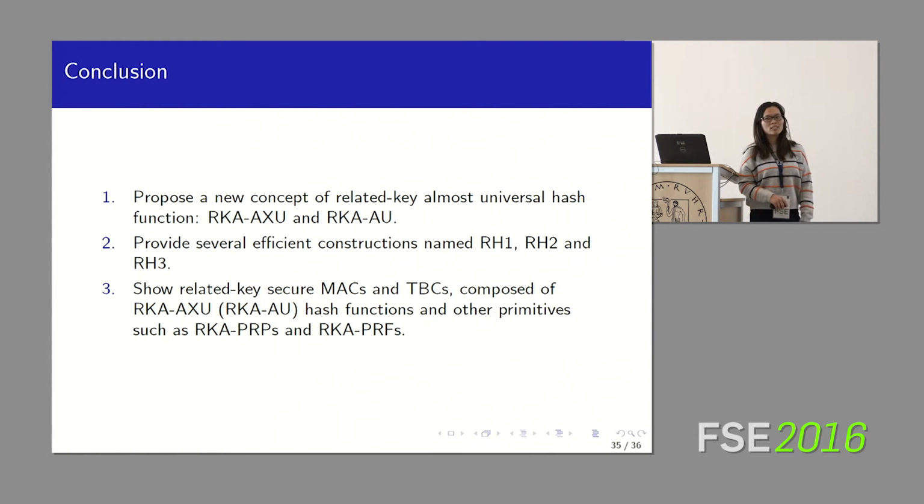Finally, let's recall what we did in our paper. We first proposed new definitions of relatively almost universal hash functions, RKA-AU and RKA-AXU. And then we provide several efficient constructions named RH1, RH2, and RH3. And finally, we show the relatively secure mask and TBCs composed of RKA-AXU function, RKA-AU function, and other primitives such as RK-PRF and RK-PRPs. That's all.